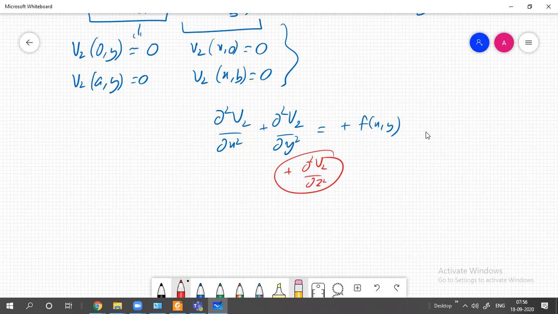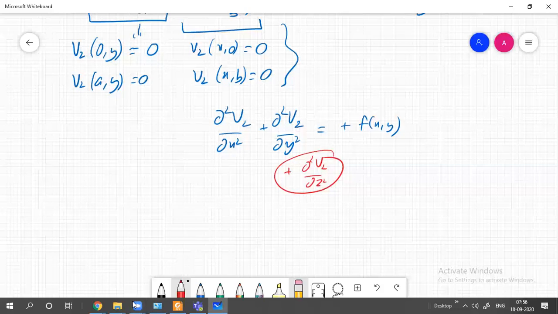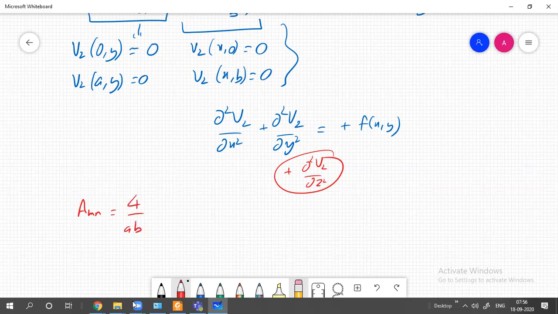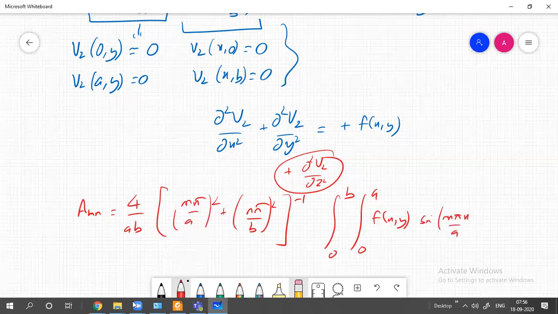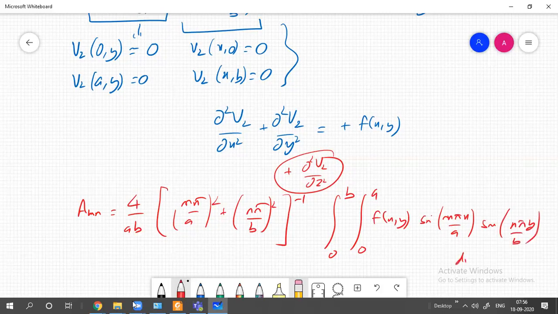solve it further. So we will write A of mn will be 4 over AB, times the inverse of (m pi by A) whole square plus (n pi by B) whole square, and it will be the integral from 0 to B, 0 to A, of f(x, y) sine of m pi x by A sine of n pi y by B dx dy.